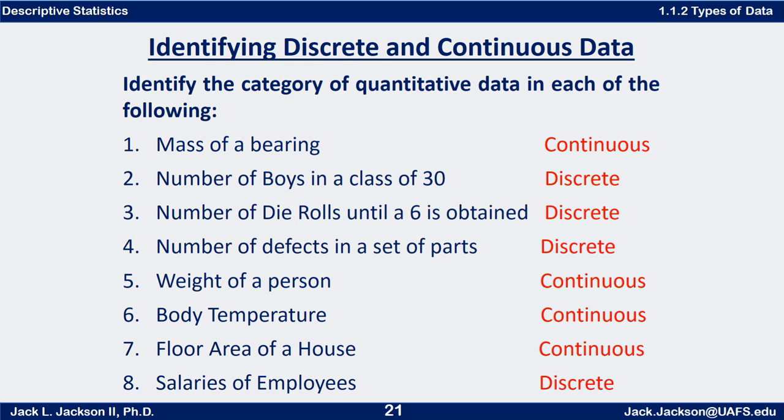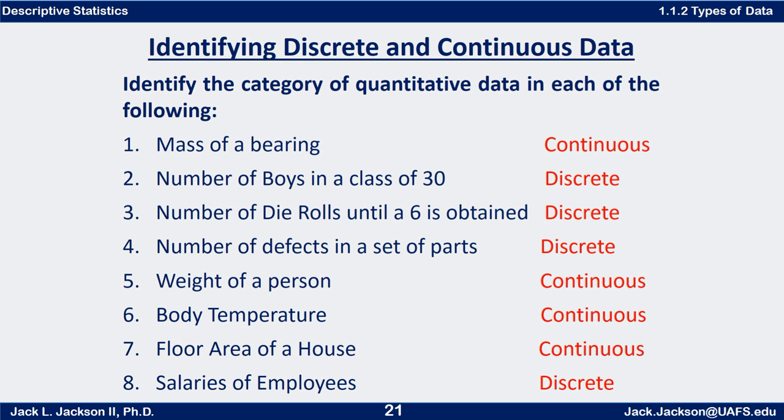Or the number of defects in a set of parts. We're counting some whole number there. It's either 0 or 1 or 2 and so forth. So that's discrete. The weight of a person, that's continuous. If you had a fine enough scale, you could measure that closer and closer. You get all possible positive real numbers for the weight of a person. Well, at least up to some weight above which no one has ever obtained.